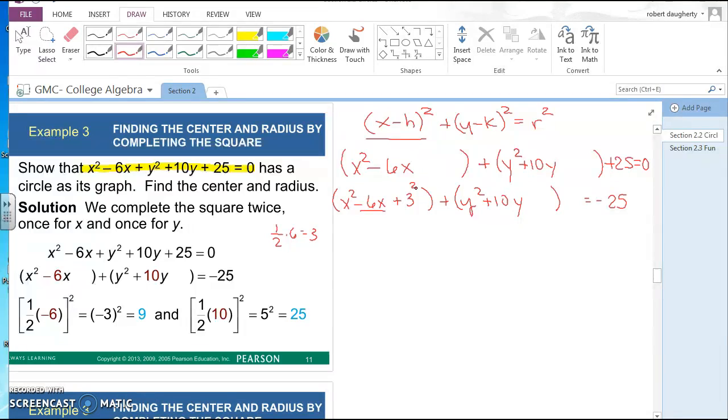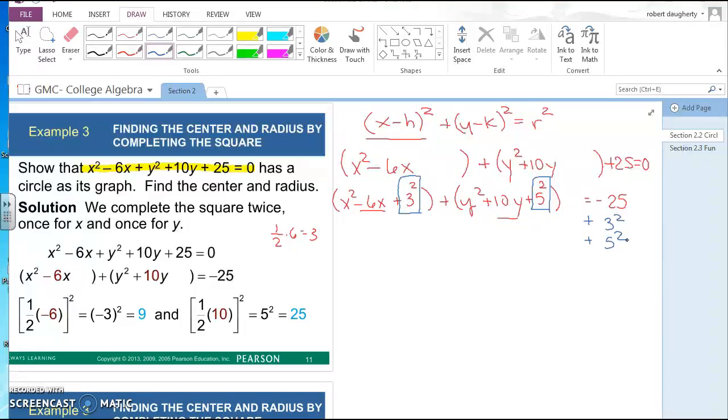And then if you look at this number 10, what is 1/2 of 10? That's 5. So I'm going to add 5 squared. So if you look at the way I've changed this equation, I've added this and this. If I add that to the left side of the equation, I must also add that to the right side. So I've got to add 3 squared and 5 squared to the right side of the equation. The reason we did this is because now this factors.